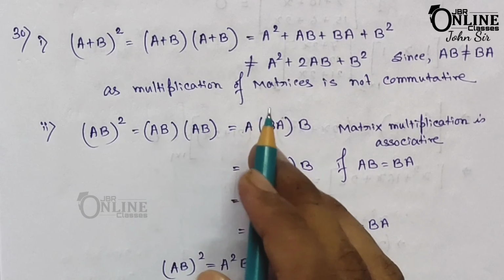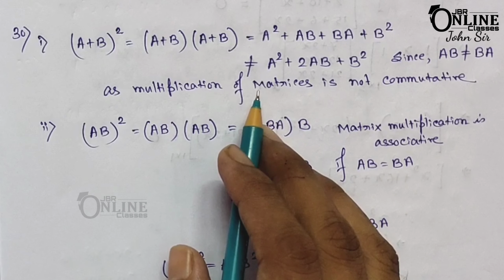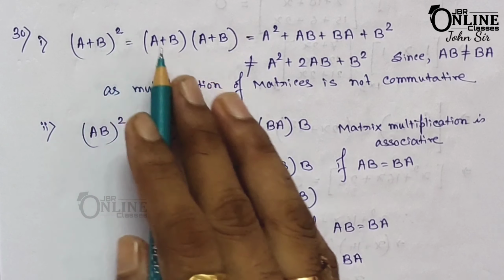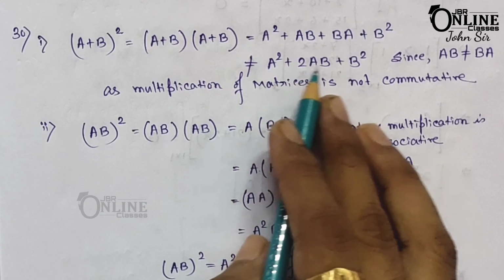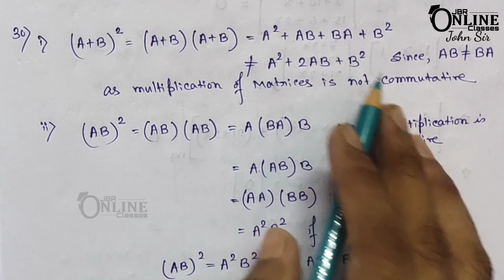Now next, sum number 30. Let A and B be square matrices of the same order. Does (A + B)² = A² + 2AB + B² hold? If not, then why?